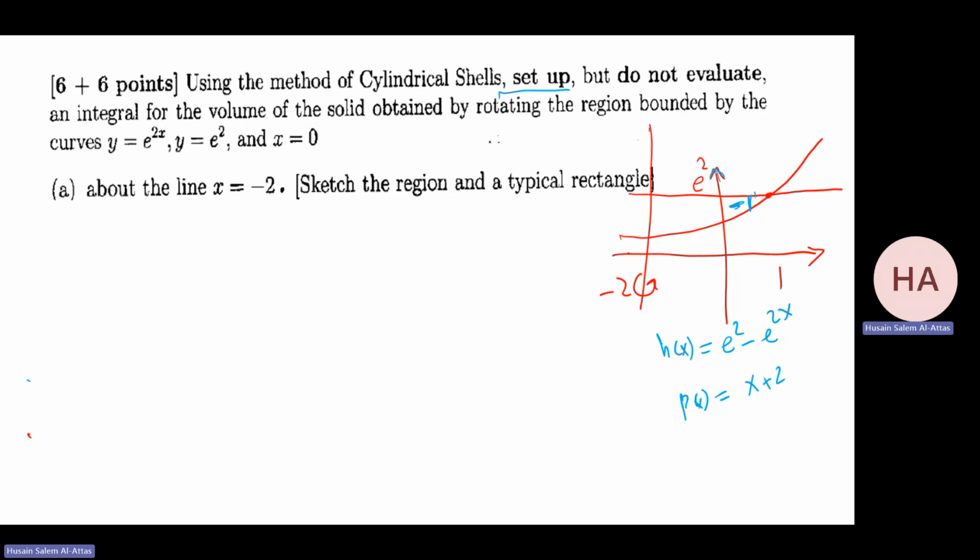So I have the volume from where to where? From 0 to 1. That will be 2 pi integral from 0 to 1 of (x plus 2) times (e squared minus e to the x) dx. Okay. Now he wants me to do the same problem, but about what?